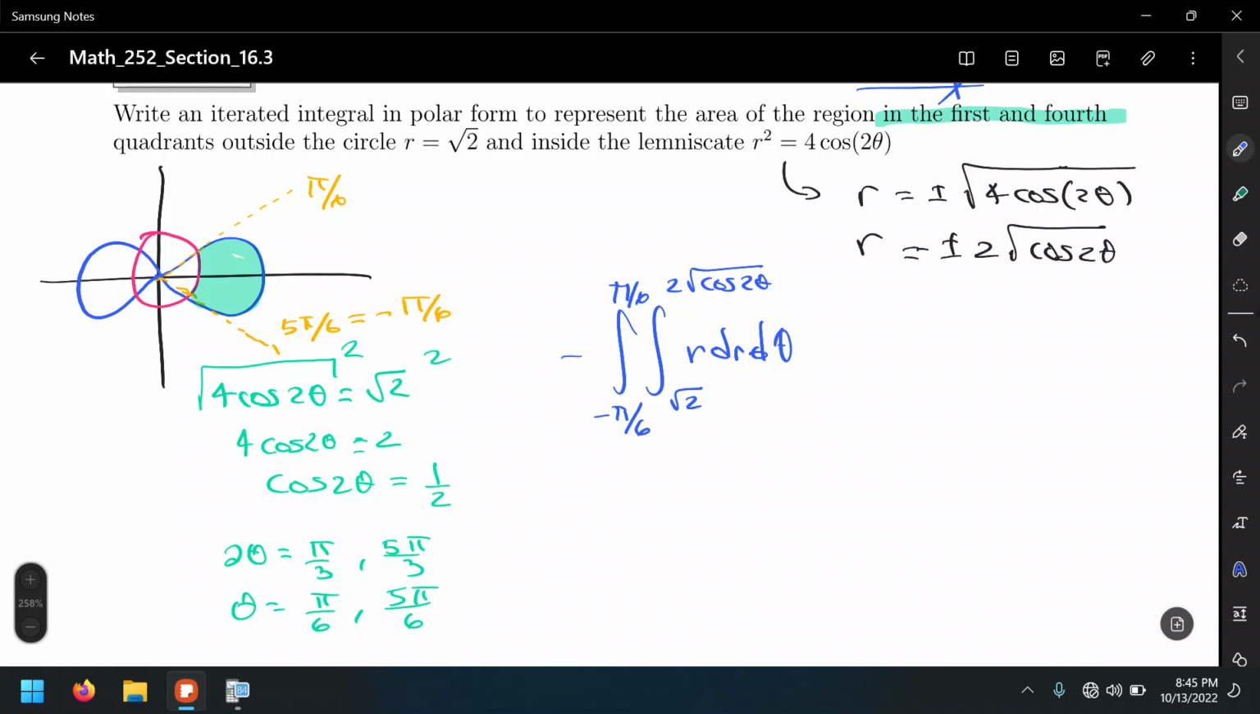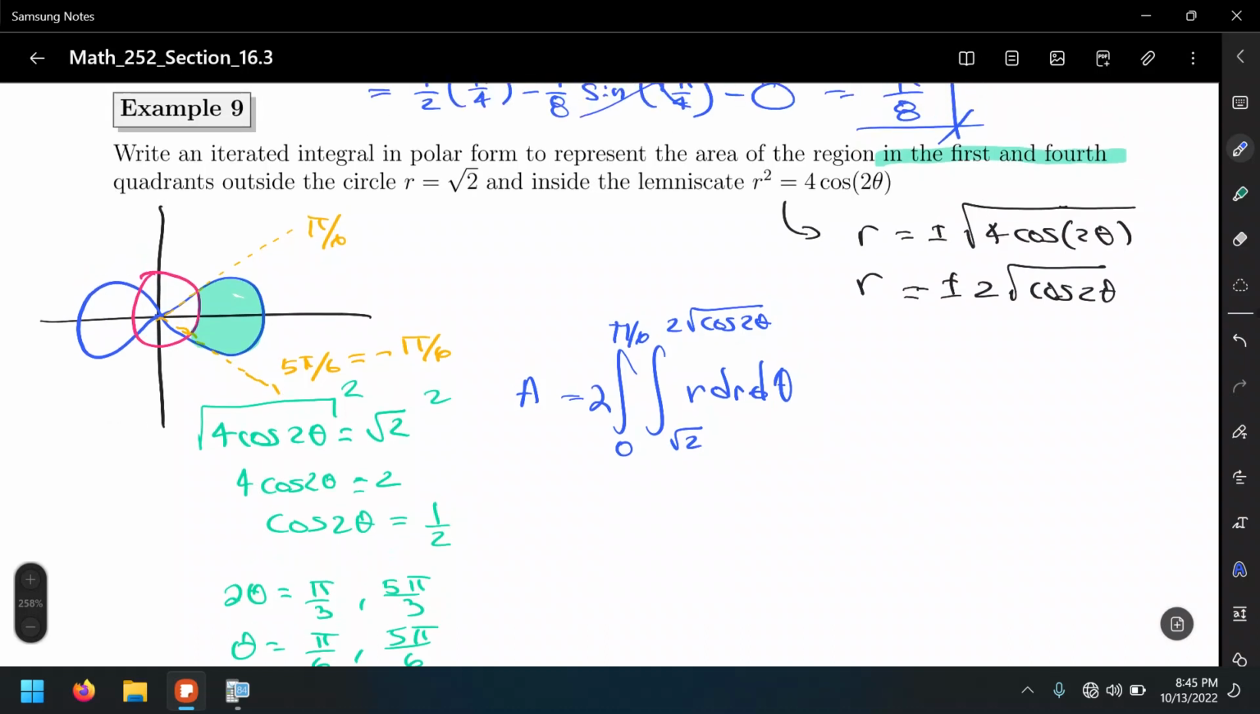However, we can turn this lower limit into a 0 and just multiply this by 2. All right? In this case, they're not asking us to compute the value of the integral, only to write the integral, to set up an integral. All right? So here is the thing.